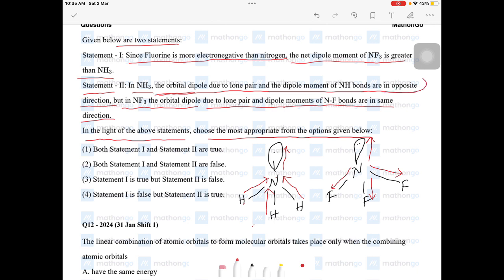But here they have given opposite. That's why statement 2 is wrong. In NF3, NF direction and lone pair direction are opposite, but here they have given same. That's why statement 2 is wrong. Statement 1: fluorine is more electronegative than nitrogen, the net dipole moment of NF3 is greater than NH3. No. When these two are in opposite direction, they get cancelled. Net dipole moment of NH3 is greater than NF3. Statement 1 is wrong and statement 2 is also wrong. That's why both statements 1 and 2 are false. Second one is correct.